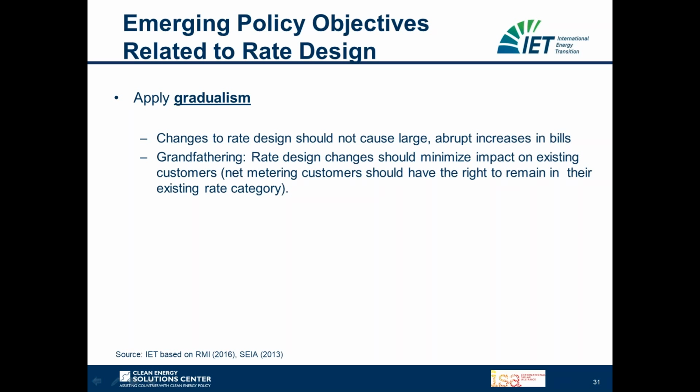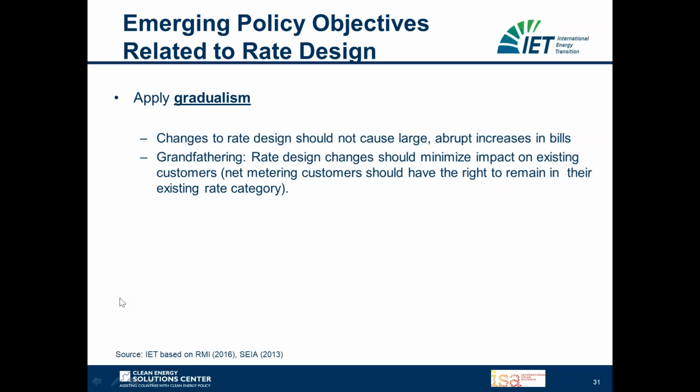Some jurisdictions have also said that existing customers which have already adopted, for instance, roof-mounted solar PV, will not have to change their rates. This is normally called grandfathering. They will be able to remain under the existing, for instance, net metering tariffs that they have been offered until they have been able to pay off the solar PV system, which they financed in the first place based on the assumption that they will be able to benefit from the existing rate.